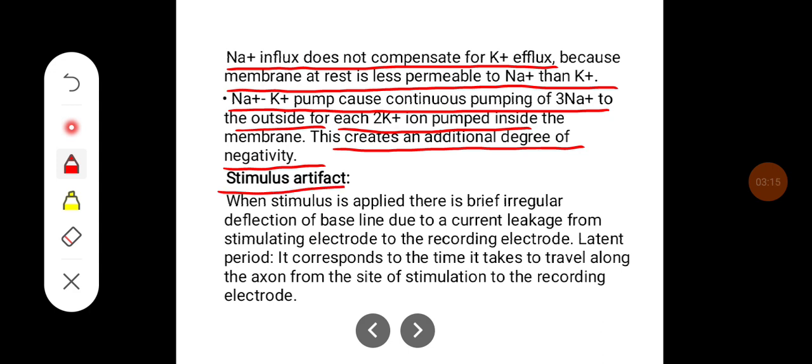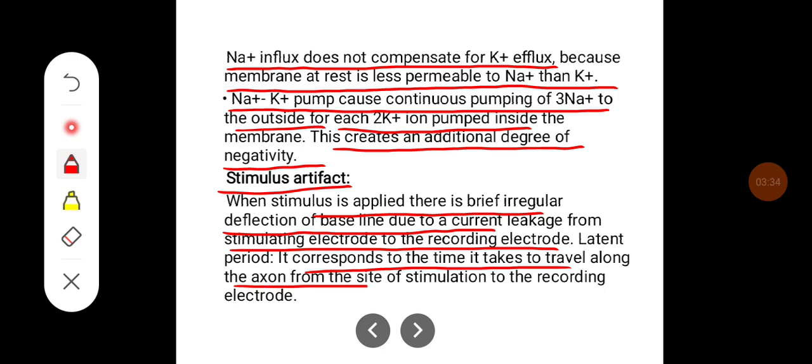And stimulus artifact is when a stimulus is applied, there is a brief irregular deflection of baseline due to the current leakage from the stimulating electrode to the recording electrode, and the latent period corresponds to the time it takes to travel along the axon from the site of stimulation to the recording electrode.